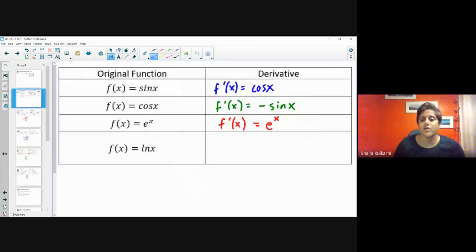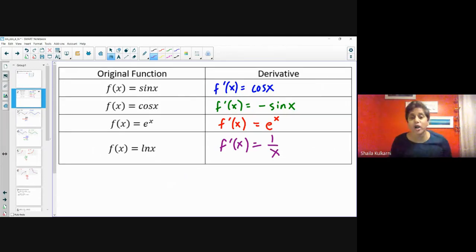So going back to this original function right here, we are literally going to copy this chart in our notebook. This is kind of what we have to memorize. The derivative of sine x is cosine x. The derivative of cosine x is negative sine x. The derivative of e to the x is itself, e to the x. And the derivative of the natural log of x is 1 over x. So that's outcome number 1.